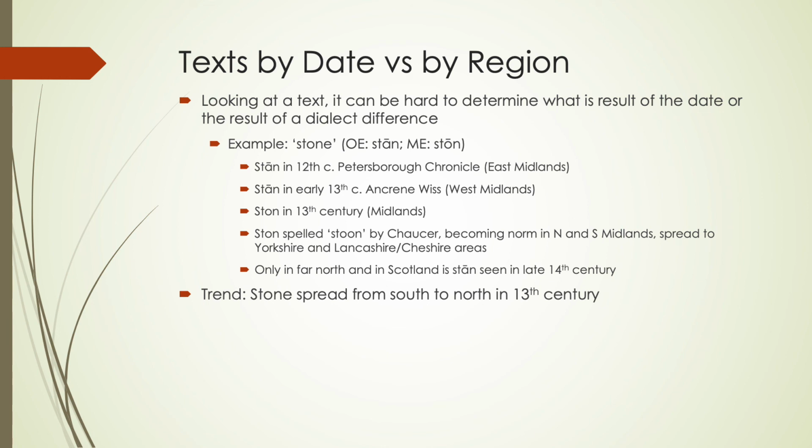So the south, this is where London is. This is where the older areas of the centralization of English was. This is where the head of government is. This is where a lot of that influence is going to begin. And then it's going to move north over time. So it would have spread from south to north during the 13th century.